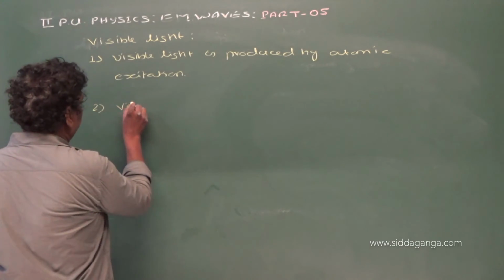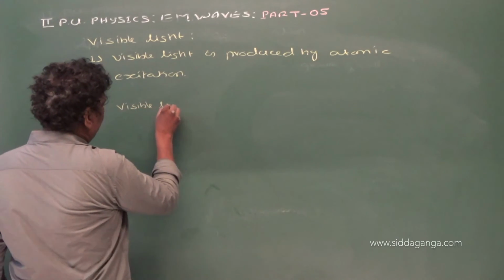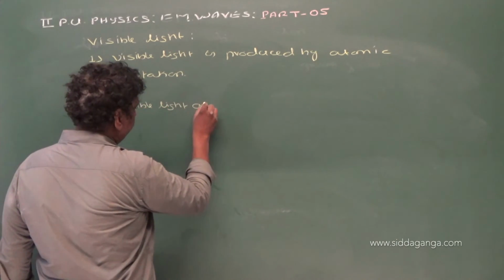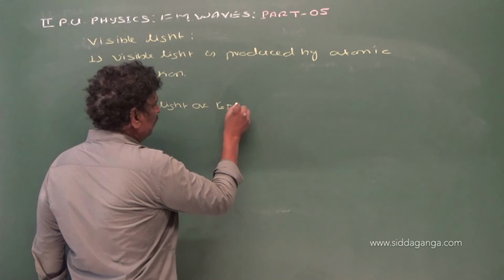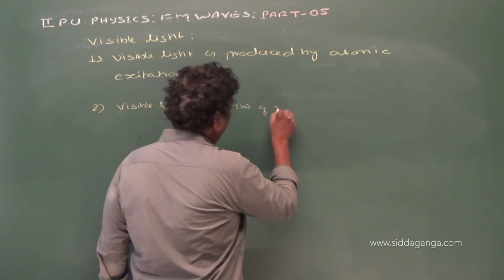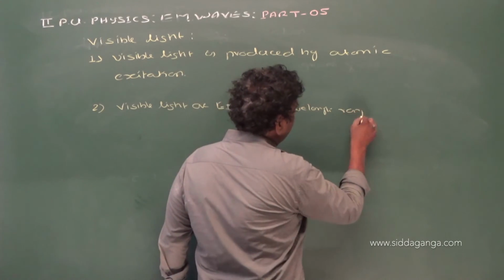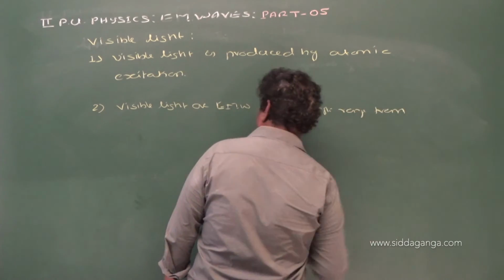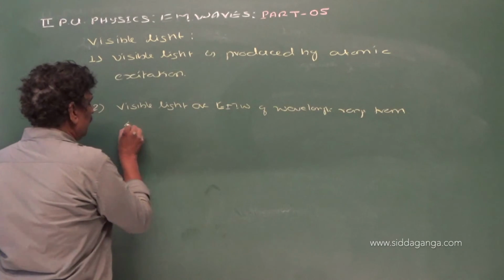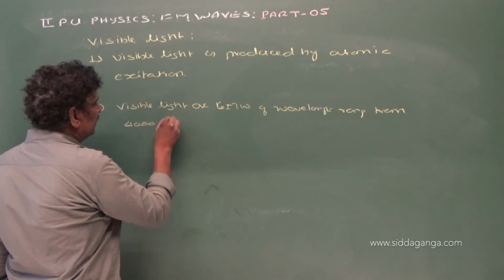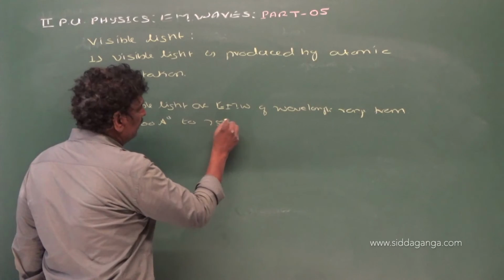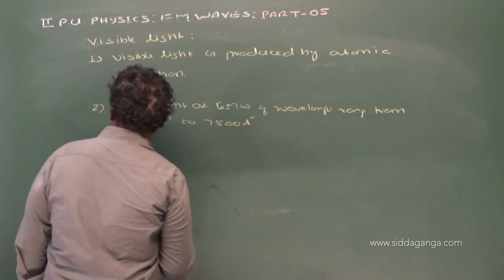Number 2, visible light or electromagnetic waves of wavelength range from 4000 angstrom unit to 7500 angstrom unit.